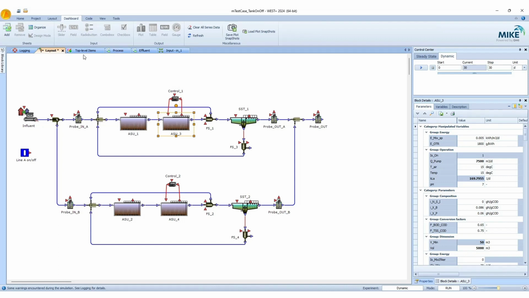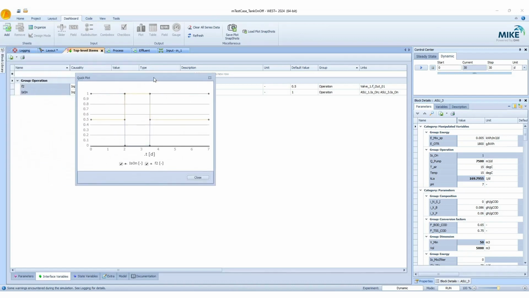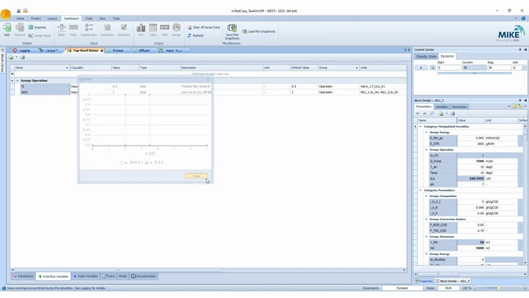This sample uses two top-level interface variables. One switches off the tanks of the first train at a certain time, and then switches them back on when maintenance has been completed. The second variable diverts the flow from the first train to the second when the first is put out of operation. The two variables are associated with an input file that we can plot here. You can see that between day 2 and day 3.5, the first train is switched off, while the second receives the entire flow. Now let's launch the dynamic simulation.